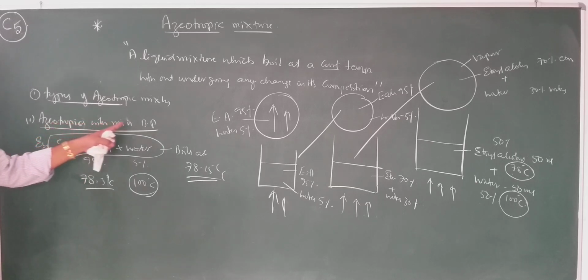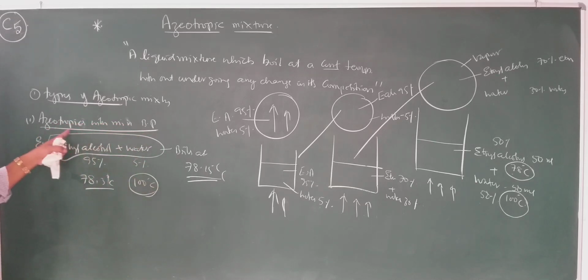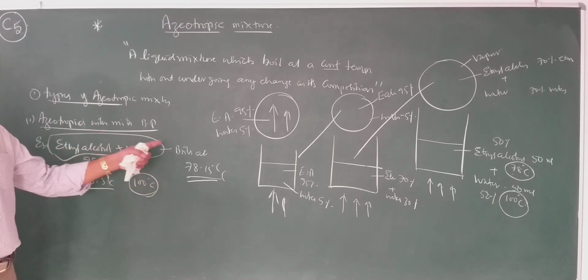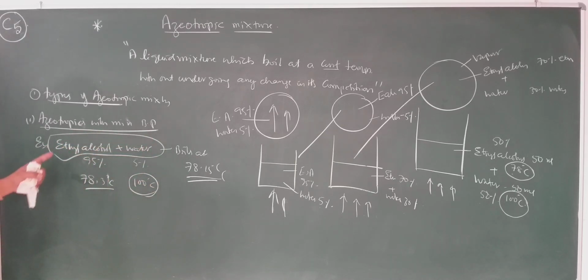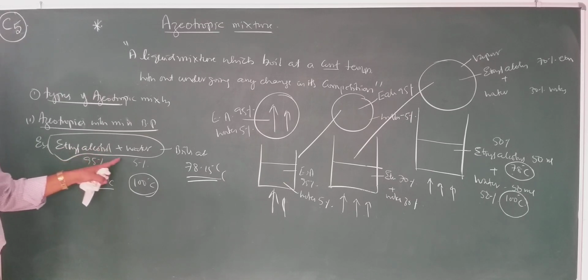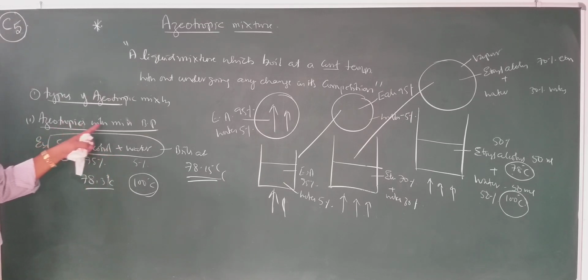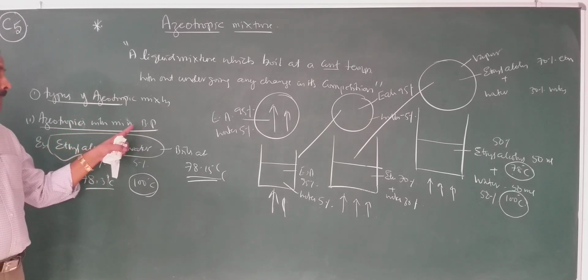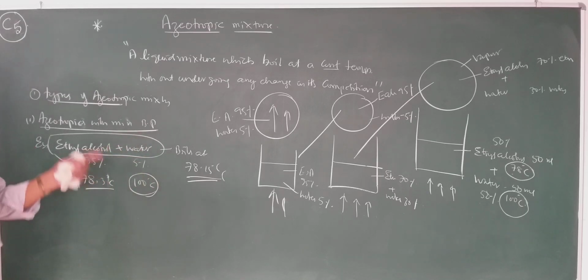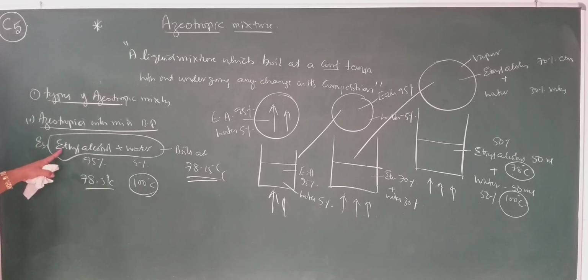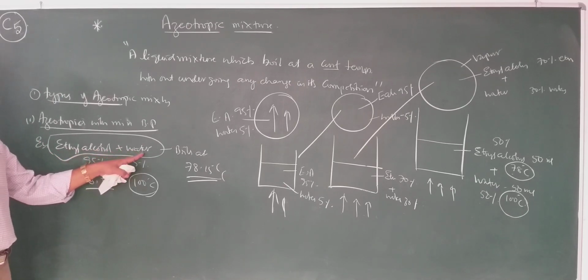What is azeotropic mixture with minimum boiling point? The azeotropes which boil at a temperature lower than the boiling points of either of the pure liquids are called azeotropic mixture with minimum boiling point. You will be asked to give an example for azeotropes with minimum boiling point. You have to write ethyl alcohol plus water.